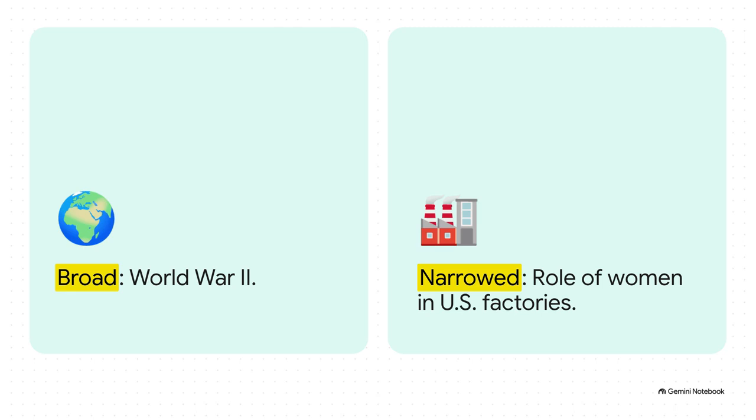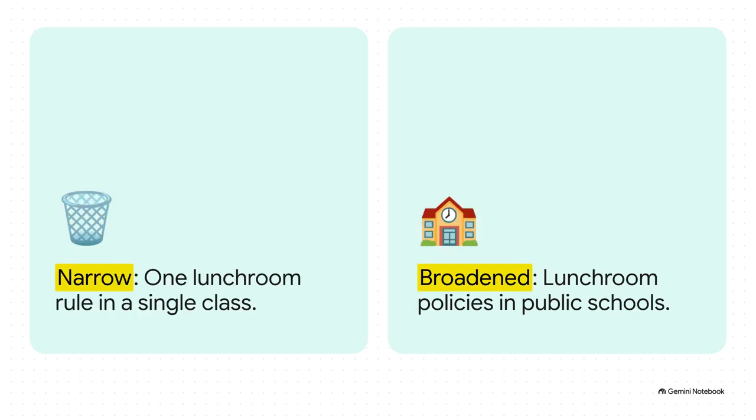But what if you narrow it down to the role of women in U.S. factories during World War II? Suddenly, you have a specific time, a specific place, and a specific group of people. Now that is a brilliant, manageable, just right topic. Now, here's a look at the exact opposite issue. Let's say you propose writing about the effect of one lunchroom rule on recycling in a single class.